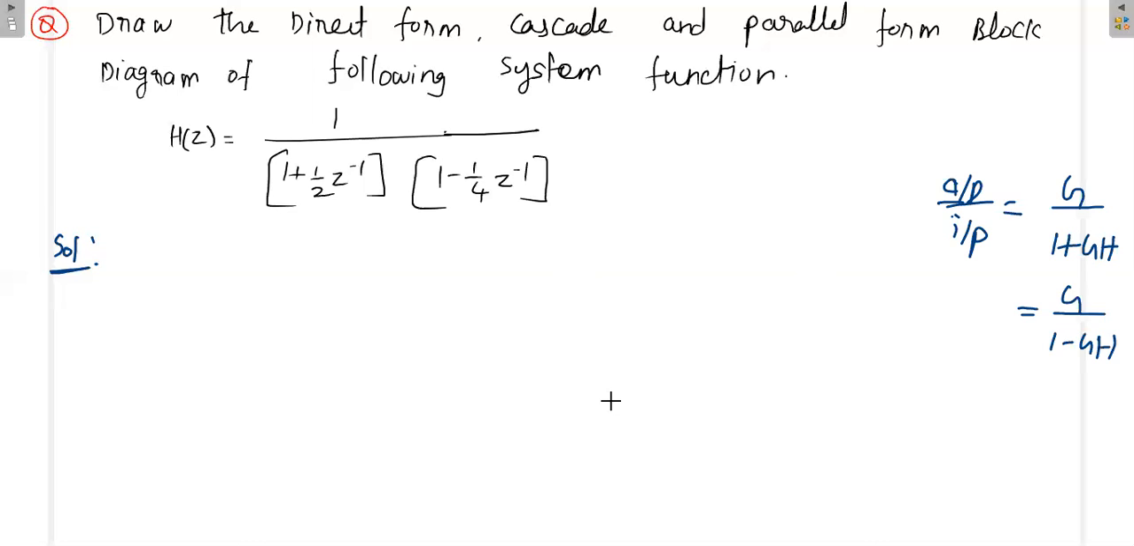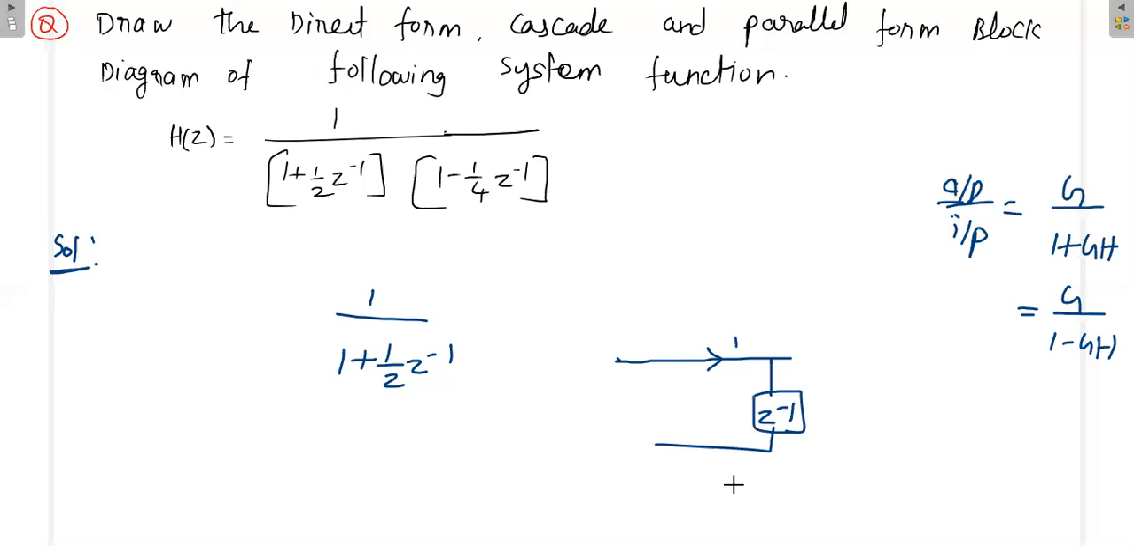See why? Suppose I'm getting a function like this, for example, 1 by 1 plus 1 by 2 z inverse. This is like negative feedback, so I will realize it like this. The gain is 1, the numerator is 1. Then the delay operation is multiplied with the factor 1 by 2, that means negative, so minus 1 by 2, because it is negative feedback. Then I combine it like this. Either I can put a plus 1 by 2 here, then I have to put minus here. No problem, all are the same.